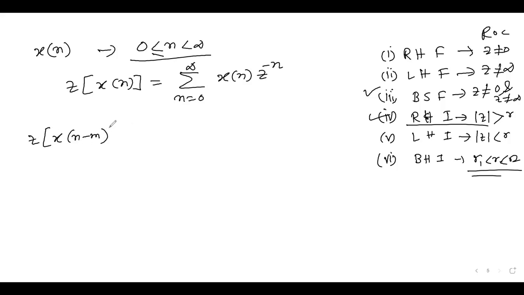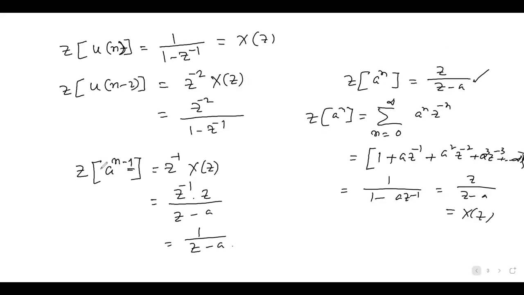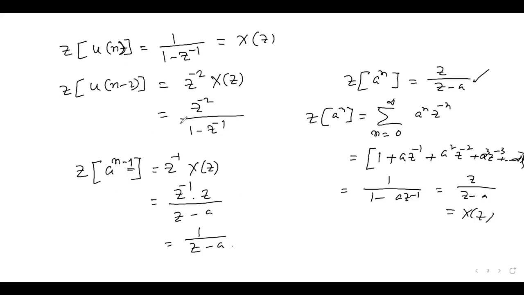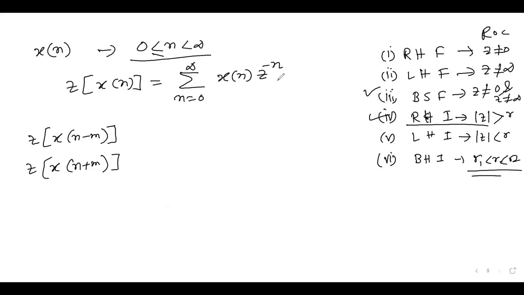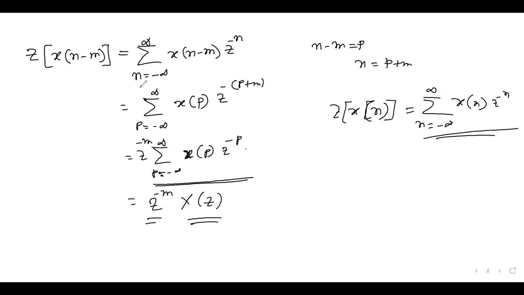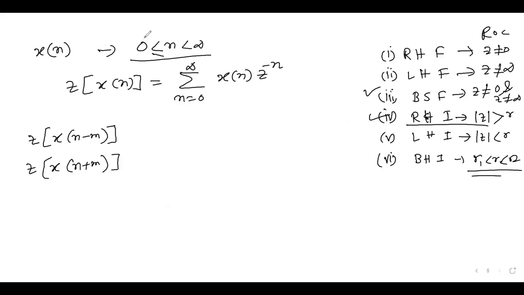What will be the z transform of x(n minus m)? And what will be the z transform of x(n plus m)? Okay. If it is a both-sided signal, its formula is simple. The transform of x(n minus m) is z to the power minus m X(z), and this is z to the power plus m X(z). Okay. Now you have both-sided and one-sided signals. Previously we were finding X(z) of x(n minus m) using this formula, summation minus infinity to plus infinity. Now the sum is from 0 to infinity. This is called a one-sided signal.